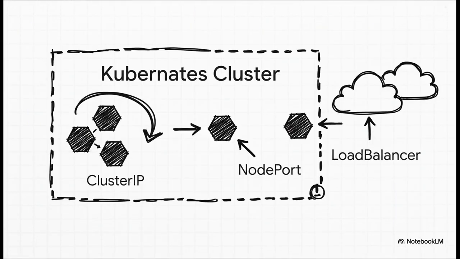And what's cool is you have a few different flavors of services to choose from, depending on what you need. The default is called cluster IP, and as the name suggests, it's only reachable from inside the Kubernetes cluster. Then you have node port, which exposes your application on a specific port on all of your machines, great for quick internal access. And finally, you have a load balancer, which is the big one. It hooks directly into your cloud provider, like AWS or Google Cloud, and automatically provisions an external load balancer to make your app available to the whole world.